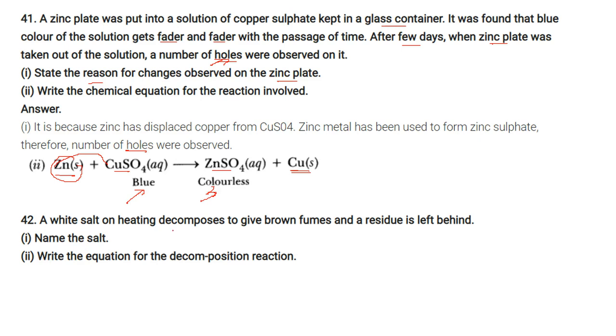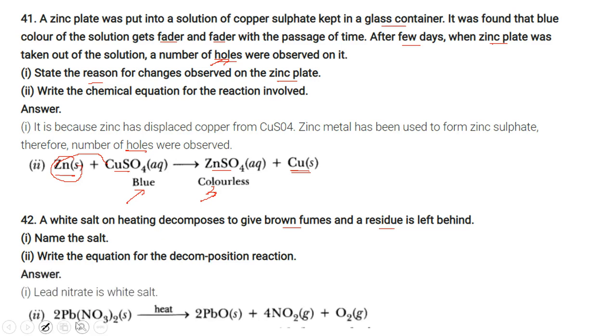A white salt on heating decomposes to give brown fumes, and a residue is left behind. Name the salt and write the equation for the decomposition reaction. See, lead nitrate, when it is heated, gives you PbO, NO2 and O2. So this lead nitrate is the white salt in this case.